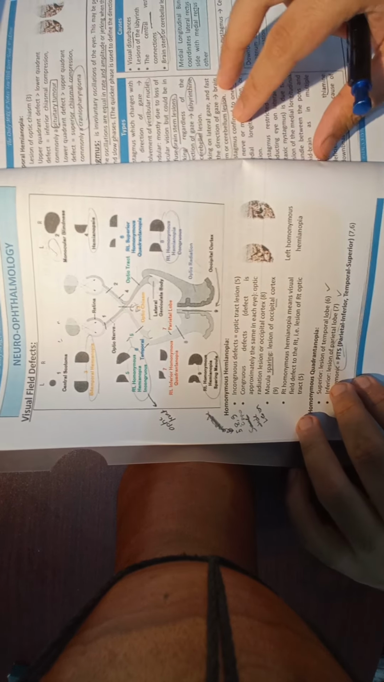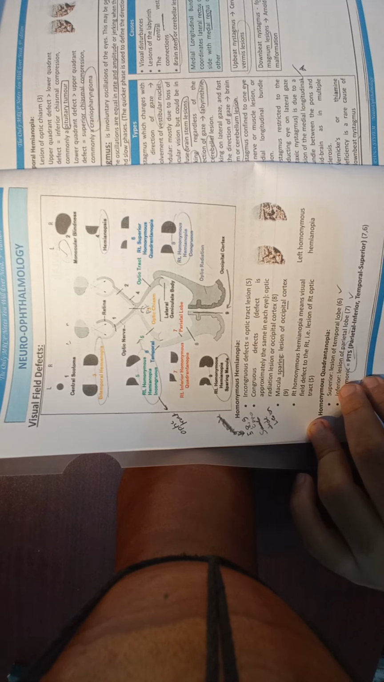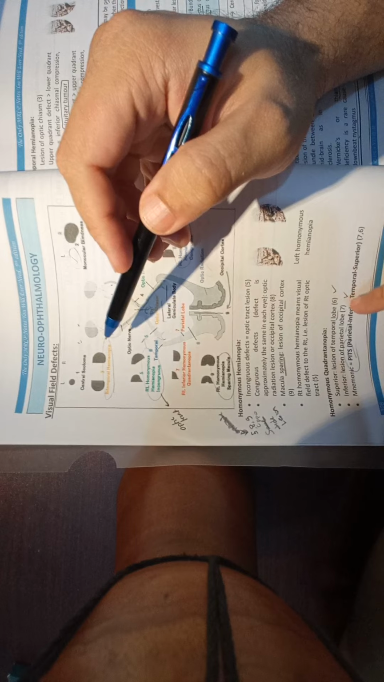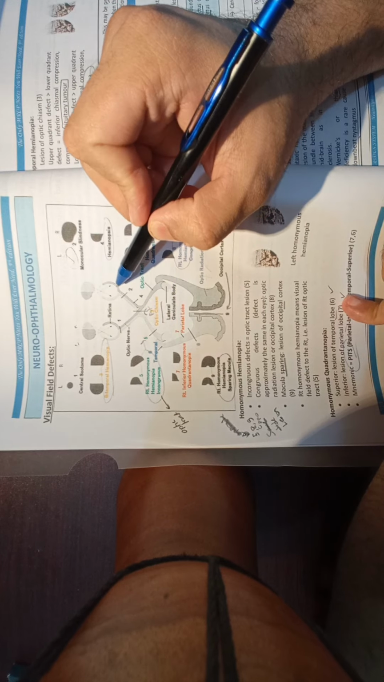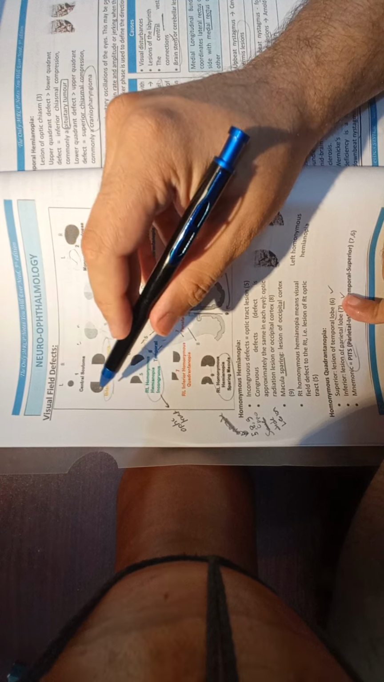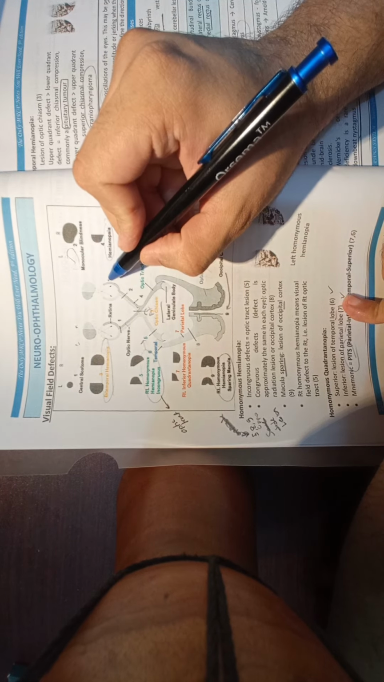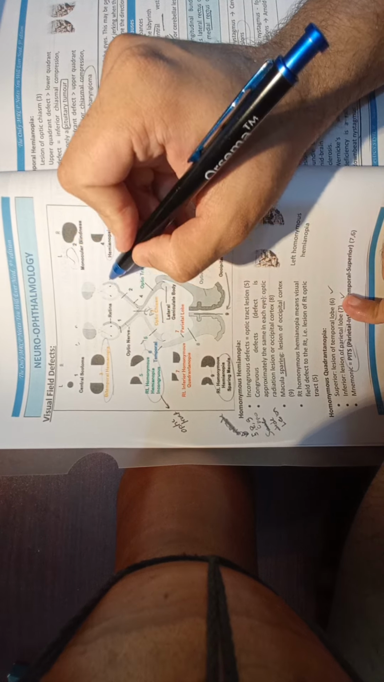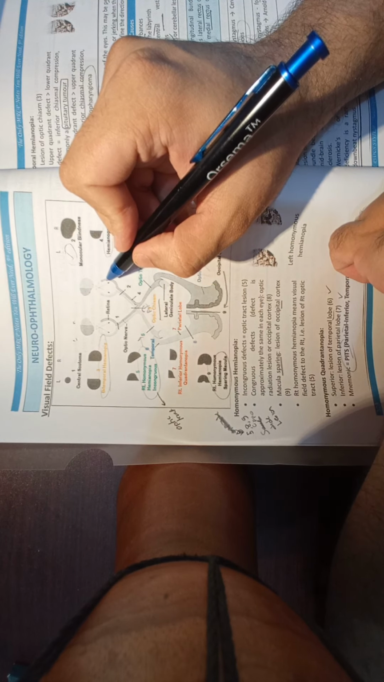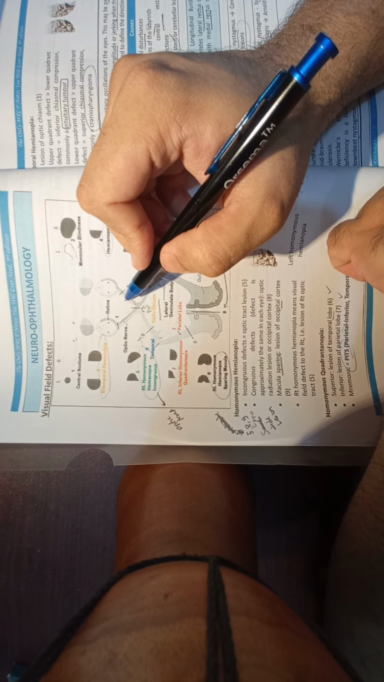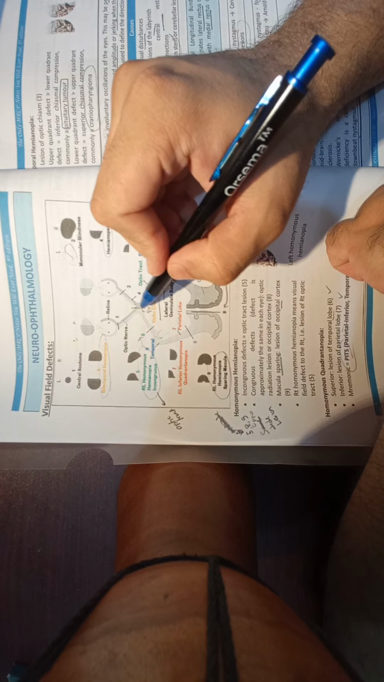If it's in the optic chiasma, there's number 3. So what happens is, you can see over here, 3 is bitemporal hemianopia. What happens is both temporal regions are blocked. You know why? Because the middle ones are blocked, and the lateral ones are actually spared.